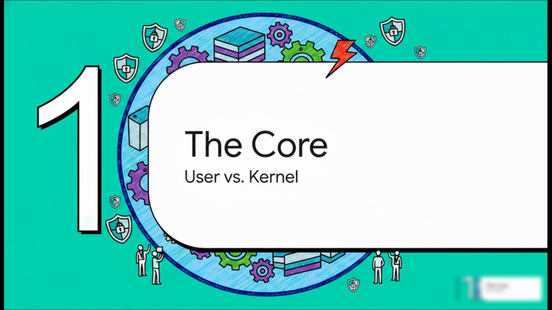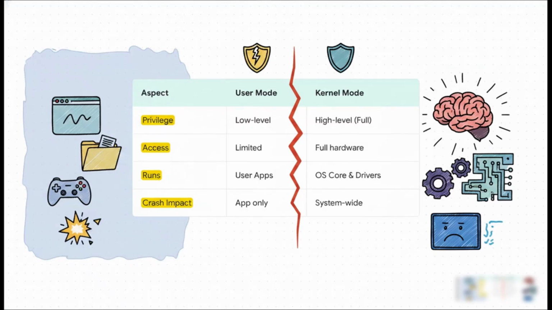The single most important concept in Windows architecture, and I mean the most important, is the separation between user mode and kernel mode. This isn't just some academic detail, it's the absolute bedrock of the entire security model. And this table just lays it out perfectly. Think of kernel mode as the system's brainstem. It has total, unrestricted access to all the hardware, all the memory. It's the VIP lounge where the most critical OS components live.